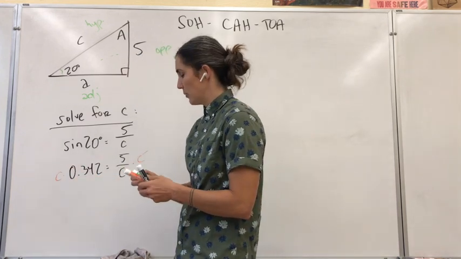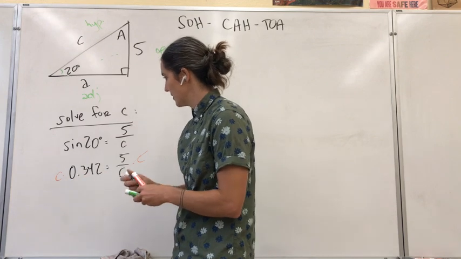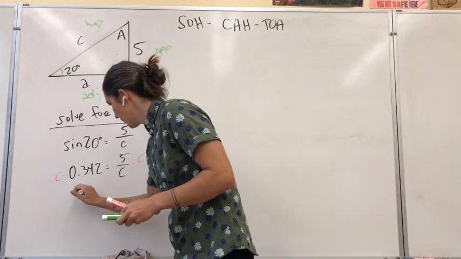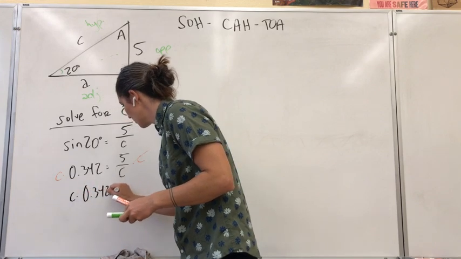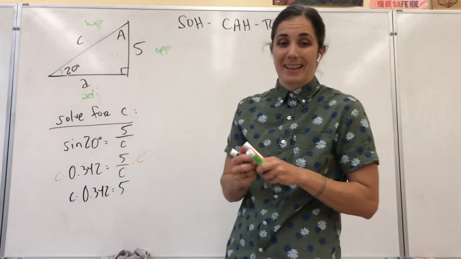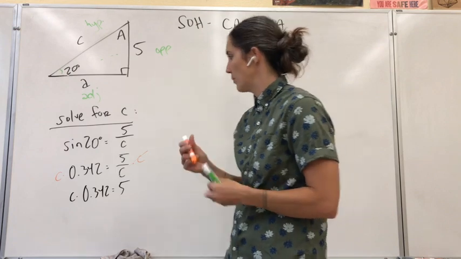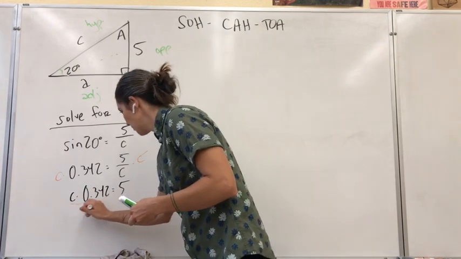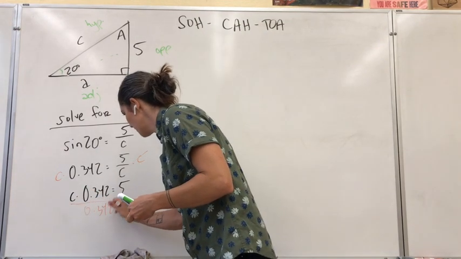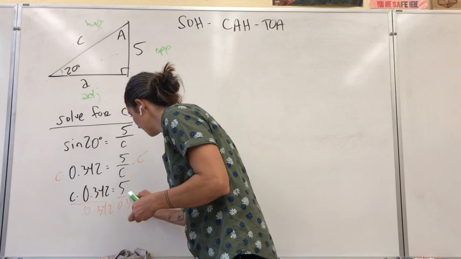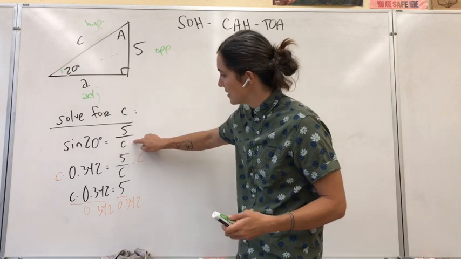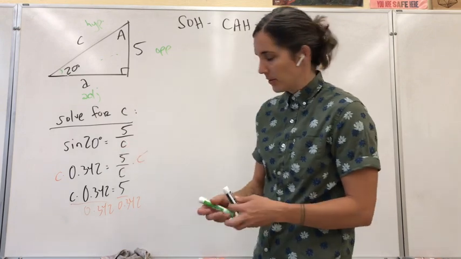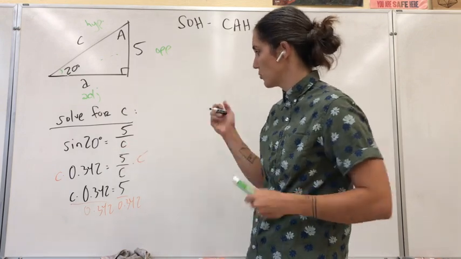And then we'd have C times 0.342 equals 5. So then, of course, my last step is going to be to divide both sides by 0.342. This is the hardest version of solving trig problems because the unknown is on the bottom, right? So we're kind of starting off with the hardest one.